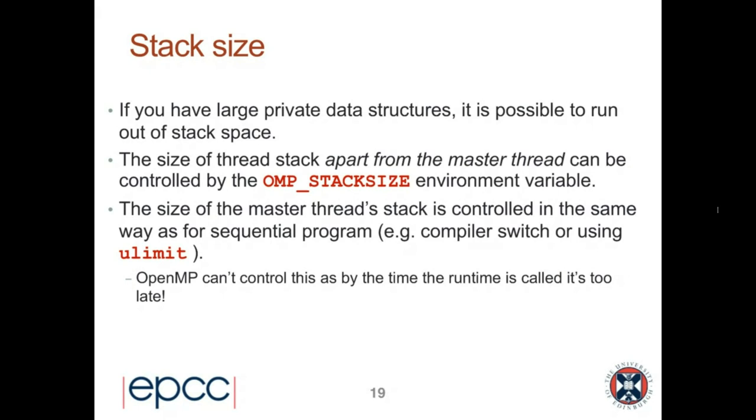The reason that OpenMP can't control the stack size for the master thread is that it's really down to the way that Unix processes work. By the time the OpenMP runtime gets invoked, it's too late. The operating system has already set the stack size, and it can't be modified.